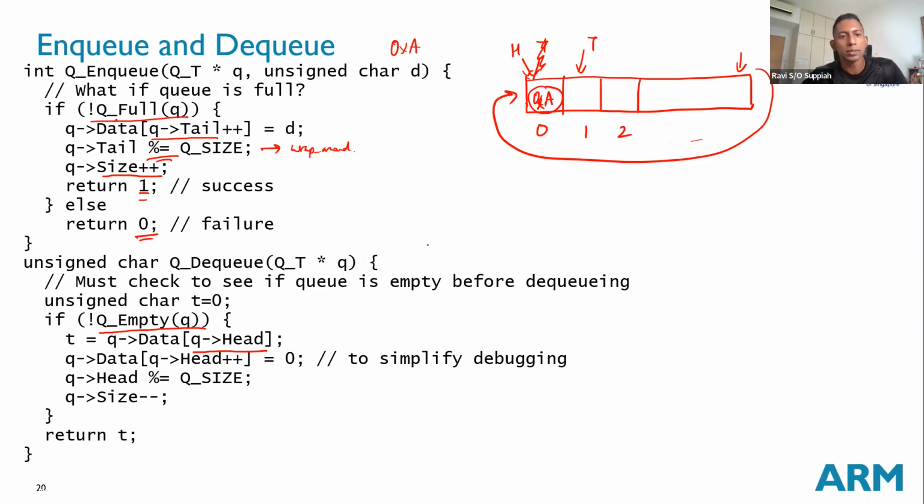When I DQ this data, what happens? I will first update the value to 0 and then I increment the head. So after I read the 0xa, that means this one is dequeued.